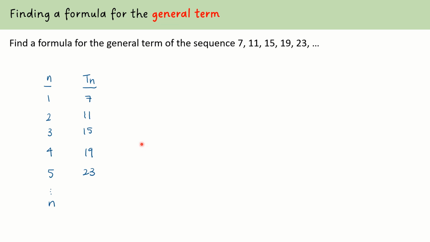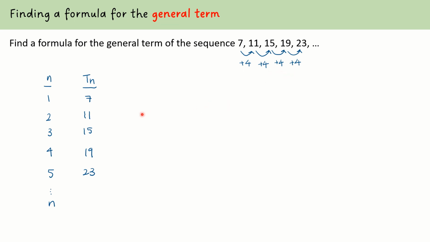So in this particular number sequence, I want us to observe what the number pattern is over here. From 7 to 11, what you should observe is that it is an addition of 4. Likewise, from 11 to 15, we add 4 as well, and so on for the rest of the terms.